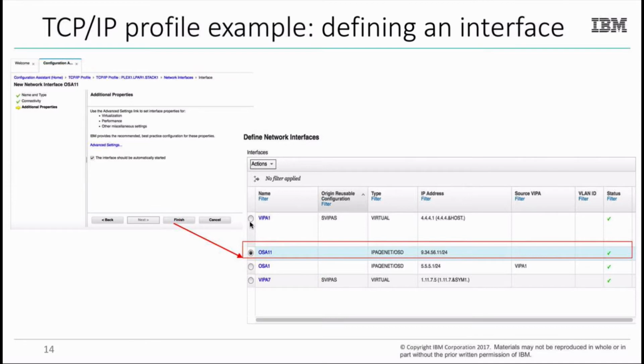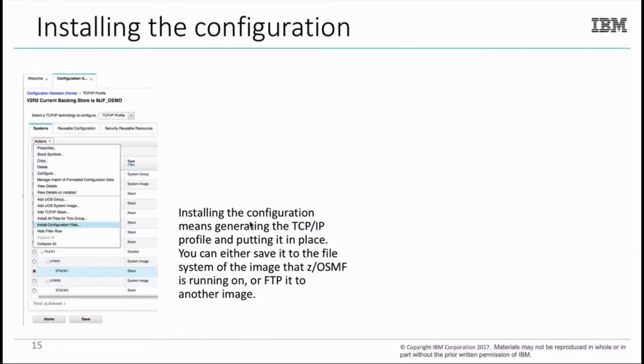OSA 11 is defined as an OSD interface with the IP address. And then the status sheet has a green check, which indicates the definition is complete. So this interface doesn't have anything stopping it from being installed. Now you do this for all the configuration. I just did a quick example with an interface, but you define routes, ports, everything in a similar way until you have your TCP/IP profile configured.